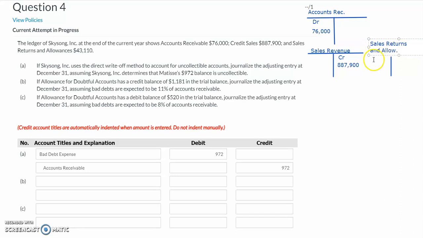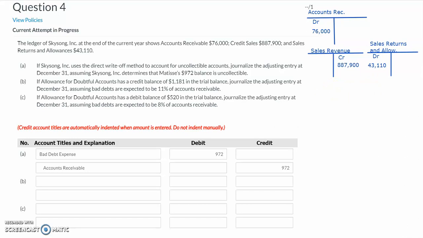And then we have our sales returns and allowance account, which is a contra revenue account. So this account will have a debit balance. And in my example, this is $43,110. So we're going to be going through our 3 scenarios.